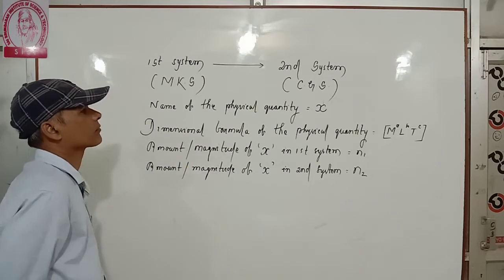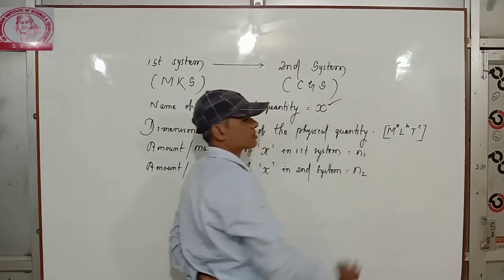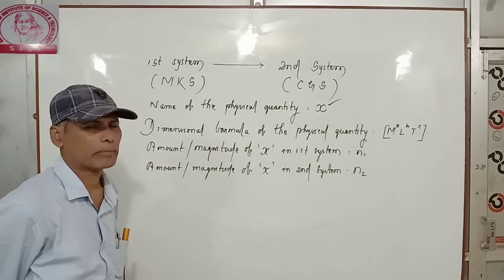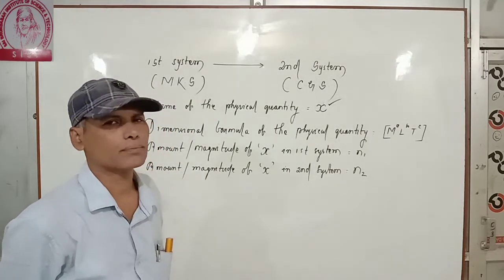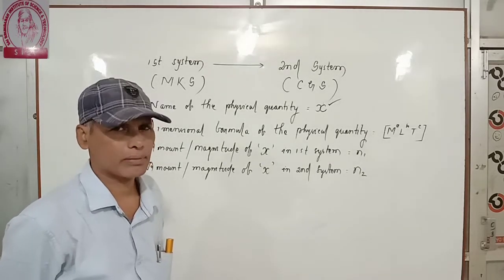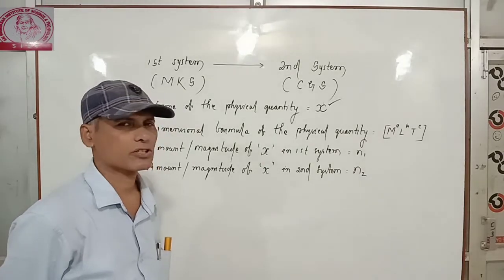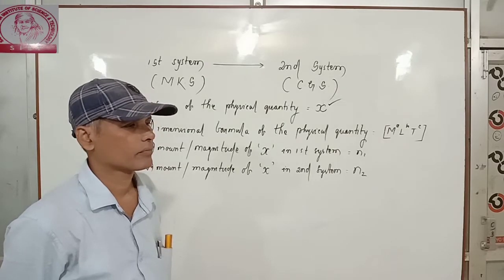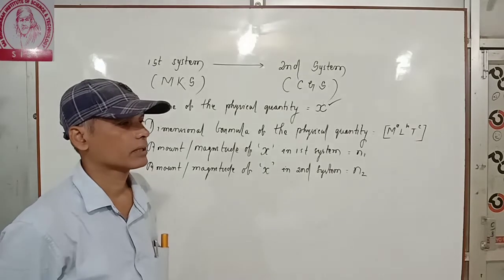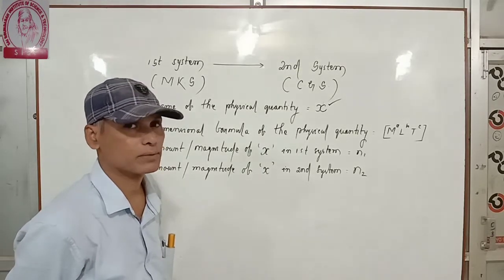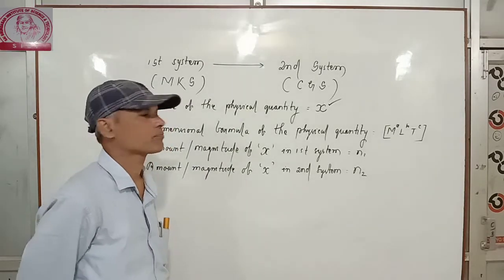These are the things we have to identify. First, we have to know the name of the physical quantity. It is most necessary. The magnitude we want to transfer from one system to another system. Let's say it is velocity, we have to transfer the magnitude from MKS to CGS or CGS to MKS, but we must know the physical quantity. It may be velocity, it may be acceleration, so that's why it is essential. We must know the name of the physical quantity. Accordingly, we have to know its dimensional formula.